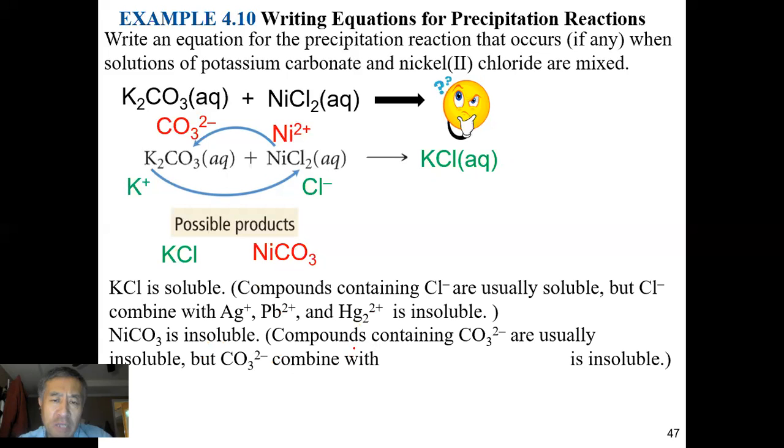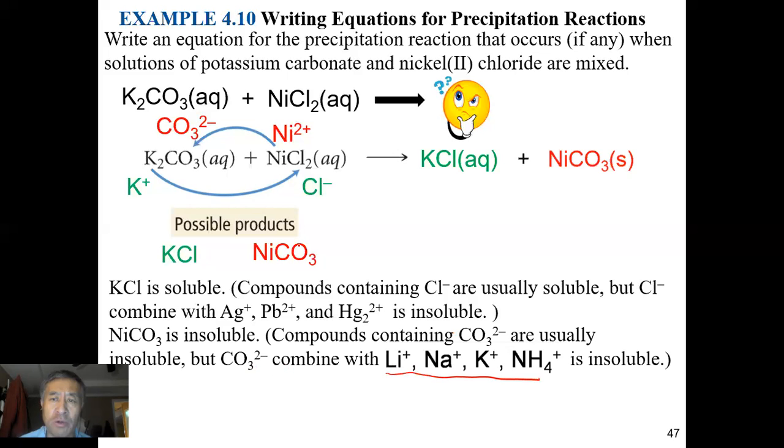Why? Because compounds containing CO3 2- are usually insoluble, but when CO3 2- combines with a few exceptions, it becomes soluble. Obviously Ni is not on this list, so NiCO3 is insoluble. Therefore we write s, which means solid, not soluble. This means we have a chemical reaction, and that's how we predict whether we have a chemical reaction or not. Obviously you want to balance the equation. You keep these two reactants and write a 2 here. That is how we write equations for the precipitation reaction.